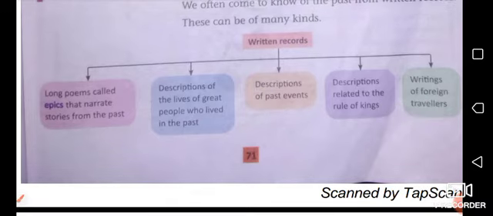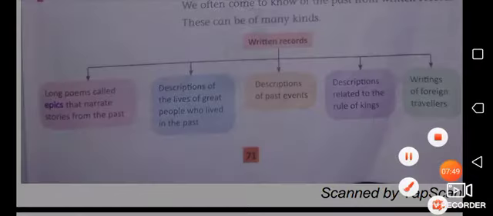For example, Taj Mahal is also a monument. And if you talk about Taj Mahal and Lal Qila, there are lots of monuments in our country that tell us about our past. Okay, let's move on to the next one.